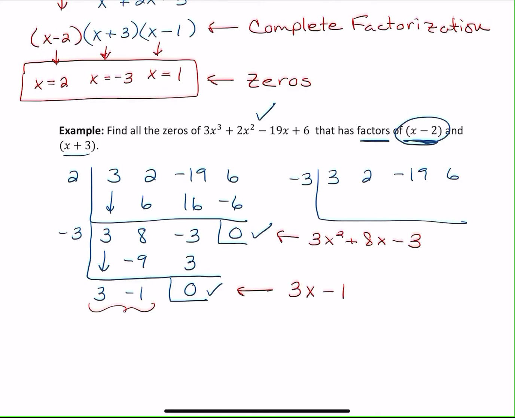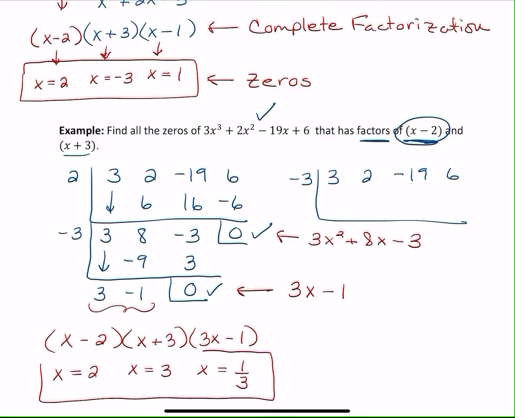So my factors would be x minus 2 that I started with, the x plus 3 that I factored out second, and then the last answer was a linear factor of 3x minus 1. So that's my complete factorization. And then if I want my zeros, I just set each of these equal to 0. And this one would be a positive 1/3. So my 3 zeros are 2, -3, and 1/3.